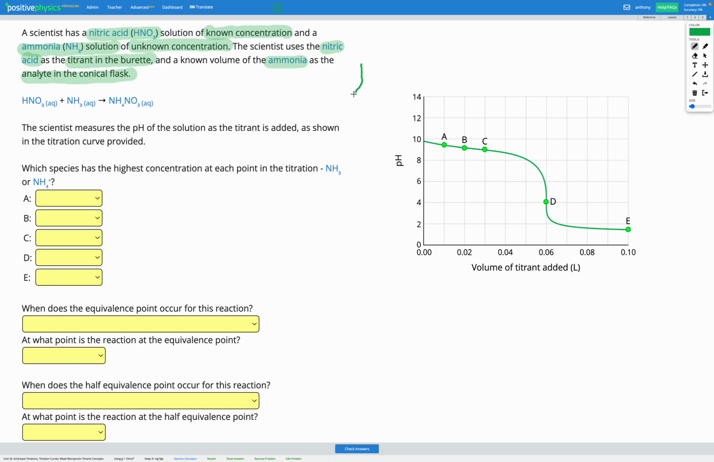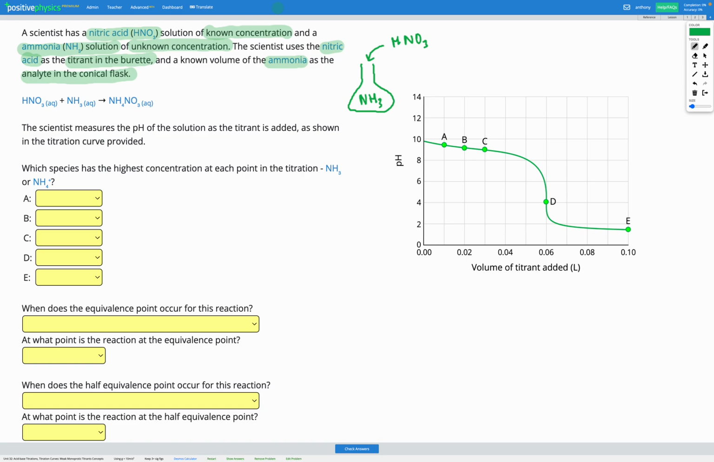So to get a better idea of what's going on, in this question, we have ammonia in our conical flask with a known concentration. And then we're adding nitric acid to that ammonia solution. We've been given the molecular form of the chemical equation for this reaction. Let's also write out the ionic equation for this reaction.